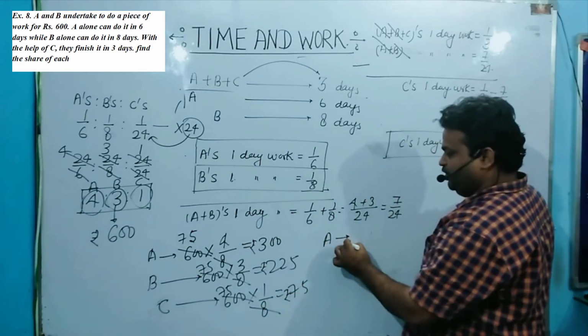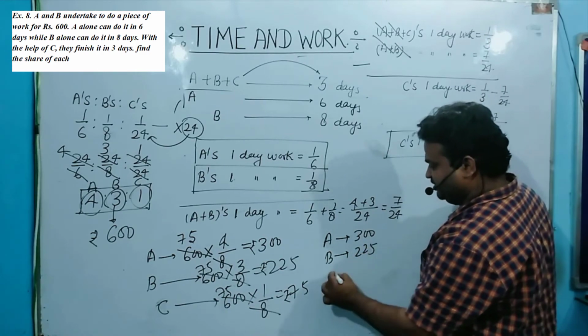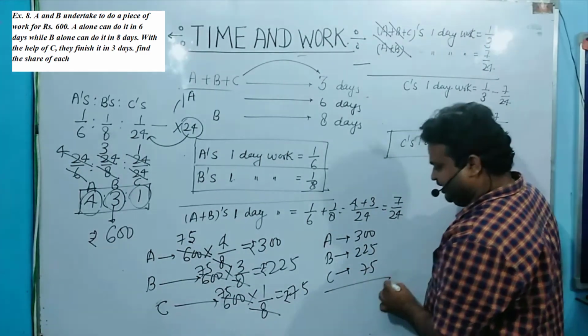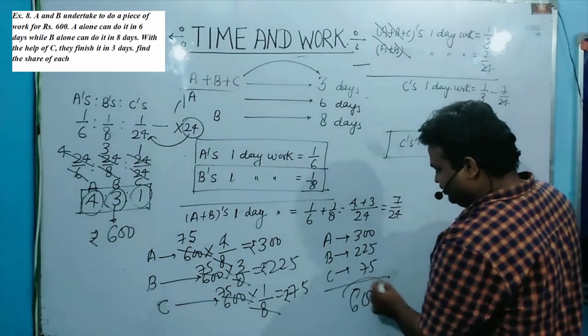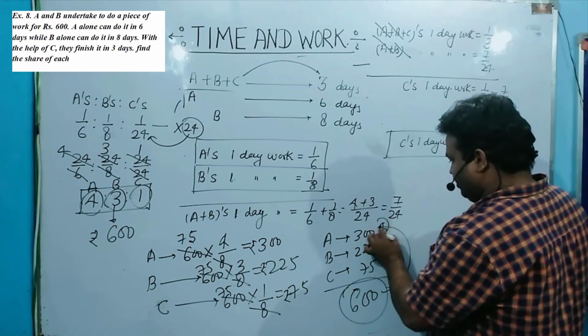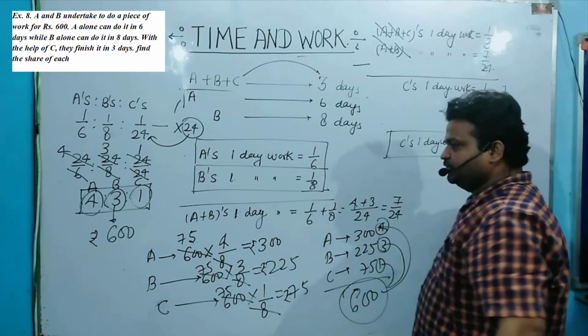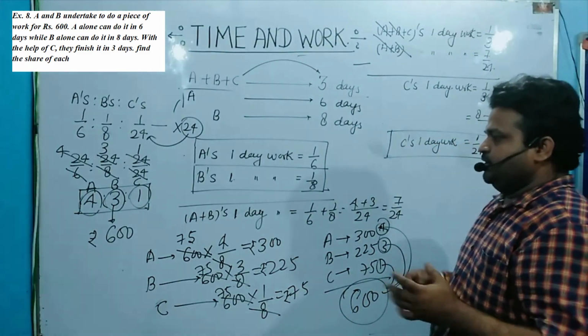So my A value is 300, B's share is 225 and C's share of the money is 75. If you add all these values, you will get 600. So this is how the 600 is divided in the ratio 4 is to 3 is to 1. So this is the problem and this is the solution of this question. You can note down this problem.